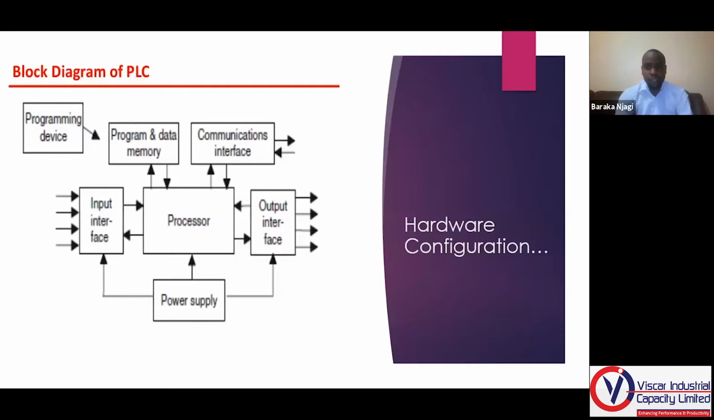So this is just a block diagram showing the hardware configuration, as you can see. We have a programming device, which in this case is your laptop or your computer. Then we have an input interface. There is a power supply. There is a processor, which is the CPU. There is a communication device. There is where data is stored, your memory, and there is the output. So all this we'll discuss in detail in a few. We are just having an overview look of the same.